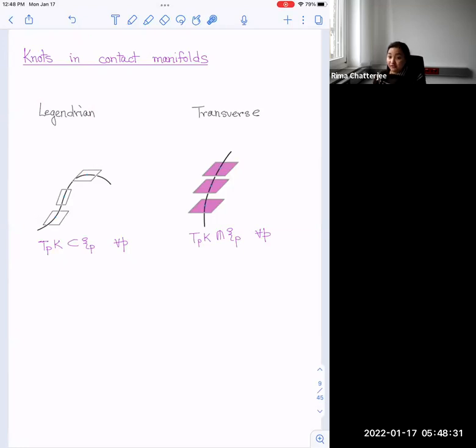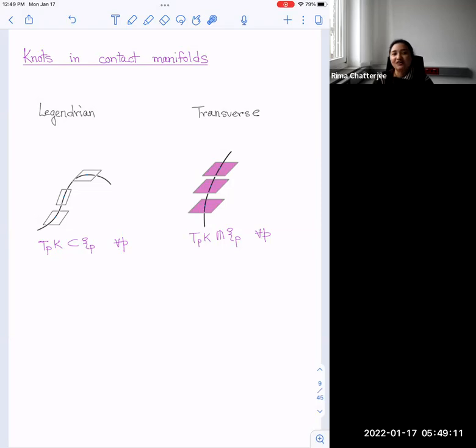Now, knots in contact manifolds. There are two types of knots in a contact manifold: Legendrian and transverse. There's a local picture on the left-hand side of a Legendrian knot. You can choose any point on the knot, and if you draw a tangent vector, you'll see that the tangent vector actually lies in the contact plane. This is the definition of a Legendrian knot: it lies along the contact plane. For a transverse knot, if you choose any point on the knot and draw a tangent vector, that will be transverse to the contact plane, which is the definition of a transverse knot.